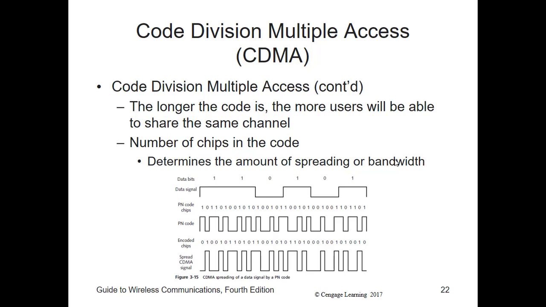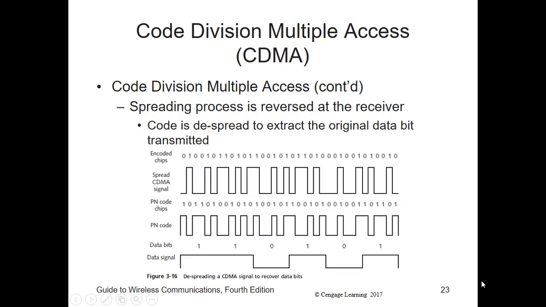Now, the longer the code is, the larger the number of different PN codes, and consequently, the larger the number of users who will be able to share a channel. In the previous unique address example, there are 7 chips per code, which allows for a maximum of 7 unique PN codes. The number of chips in the code determines the amount of spreading or bandwidth that the transmitted signal will occupy. Because the amount of spreading is limited to the bandwidth allocated to the system, the length of the spreading code also determines the number of unique code sequences and consequently the number of users that can share that frequency band.